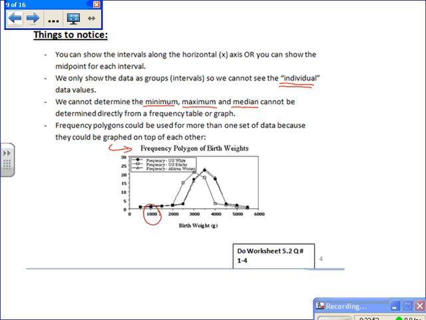That's it for now. I'd like you to do a little bit of practice setting up frequency tables, as well as drawing a graph for yourself, a histogram and a polygon. So I'd like you to try worksheet 5.2, questions number 1 to 4. And that is the end of part 1 for the 5.2 lesson.